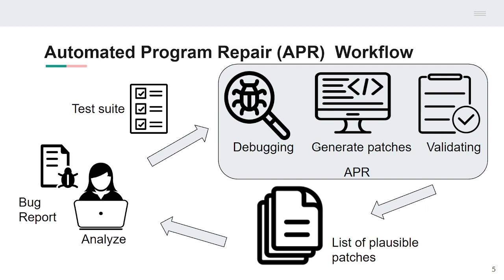Instead of the developer going through debugging, generating patches and validating them, automated program repair can do these steps for the developer and generate a list of patches. Developers only have to review this list of patches that have been generated.